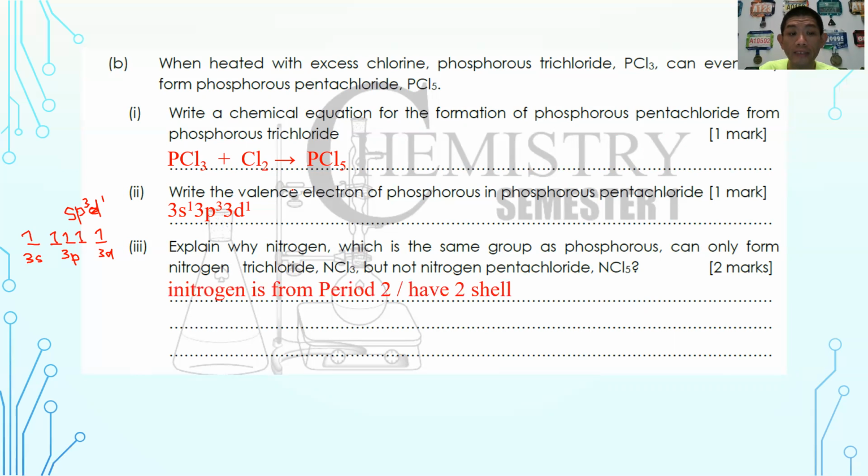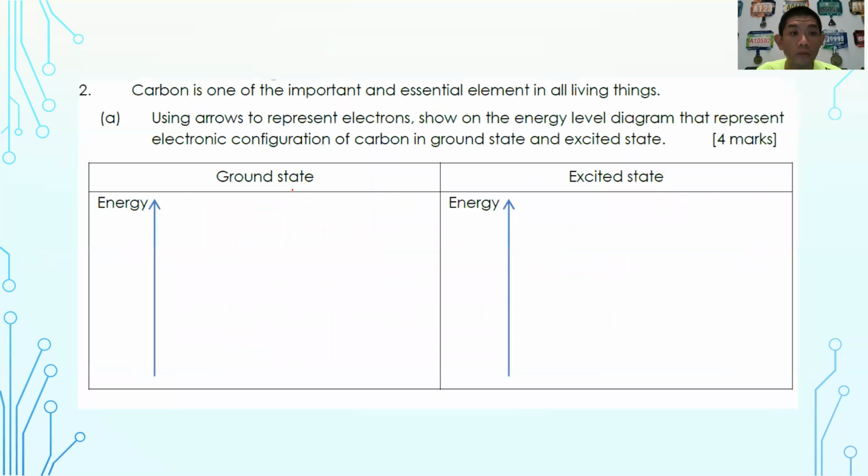So you should answer that since nitrogen is from period 2, or you say it has 2 shells, it does not have available d orbitals for it to fill in the electrons. That is how you answer for question number 1. Now, immediately we go to question number 2.